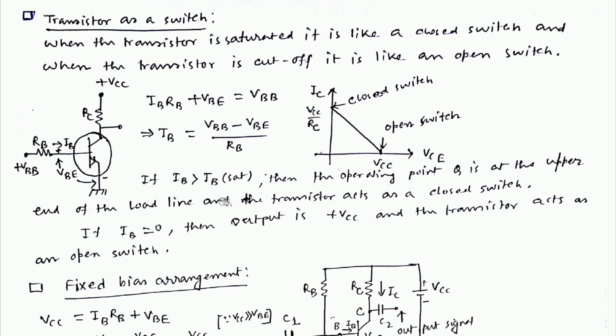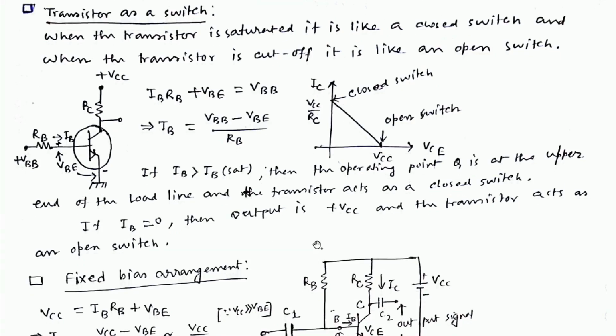If IB is greater than IB saturation, then the operating point Q is at the upper end of the load line and the transistor acts as a closed switch. If IB equals 0, then the output is plus VCC and the transistor acts as an open switch.